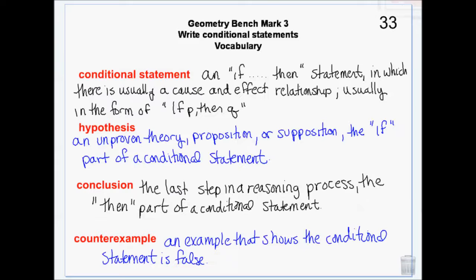Now remember I said that they may not be true. Conditional statements can be true, but they may not always be true. A counterexample is an example that shows that the conditional statement was false. And usually in order to show a counterexample, it's the conclusion that you're disproving, not the hypothesis. So for a conditional statement to be false, the hypothesis is true, but the conclusion doesn't happen.